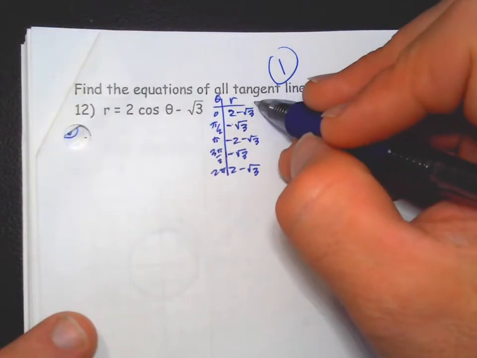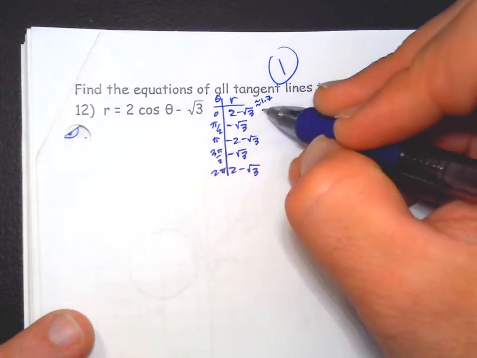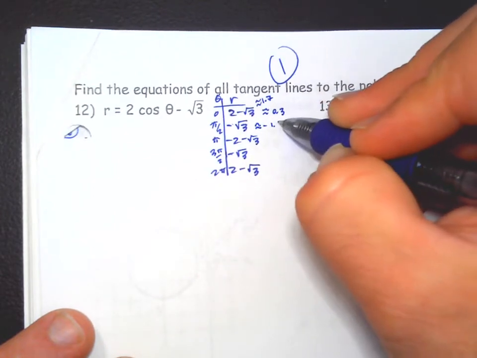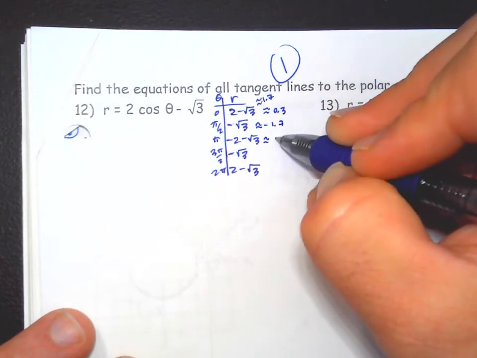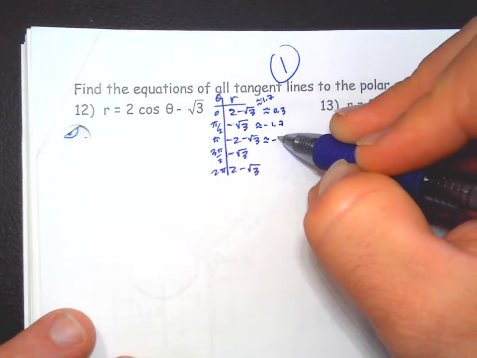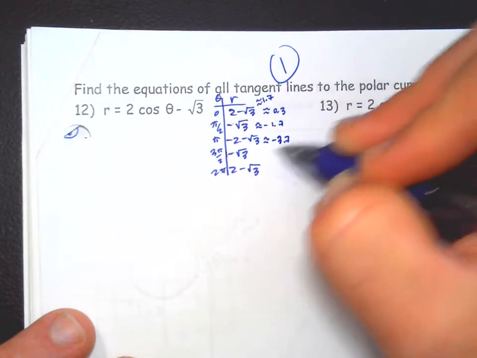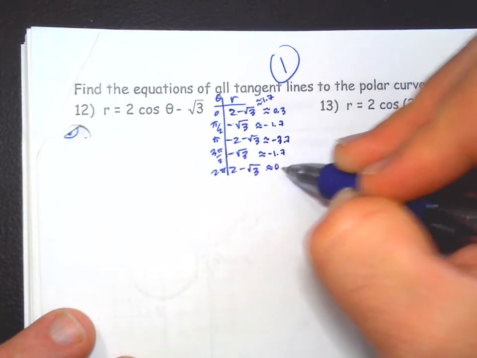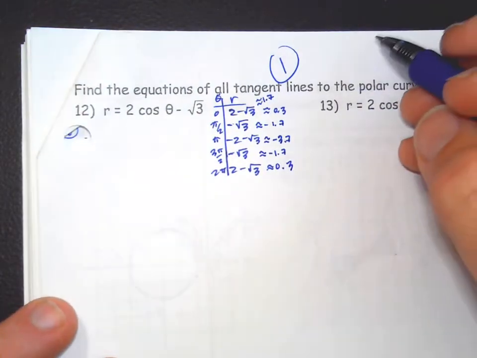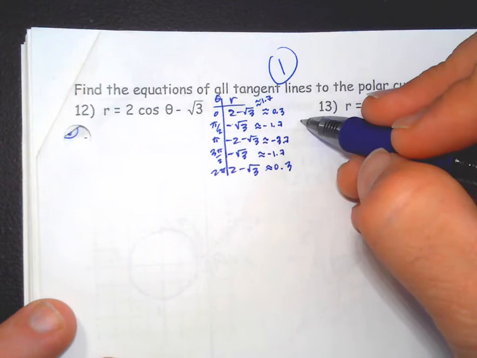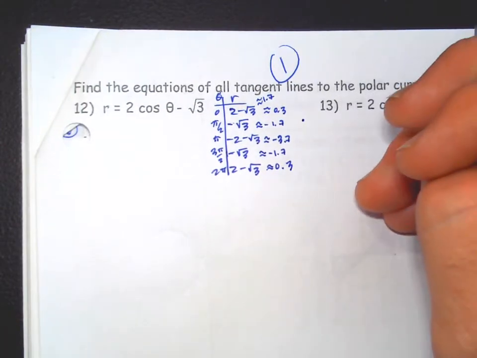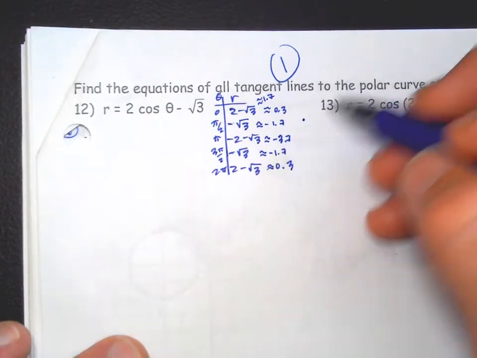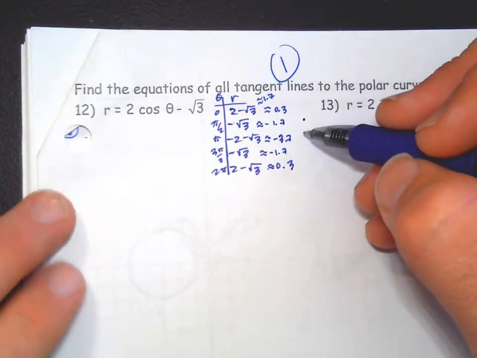Square root of 3 is about 1.7. So this would be about 0.3. This would be about negative 1.7. This would be about negative 3.7. This would be about negative 1.7. And this would be about 0.3. So, a quick sketch. I think this graph is going to be bigger in the right direction.